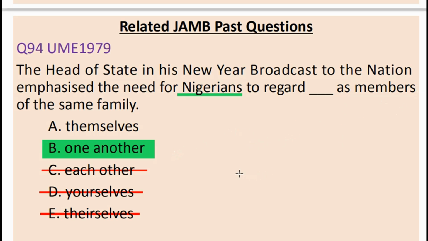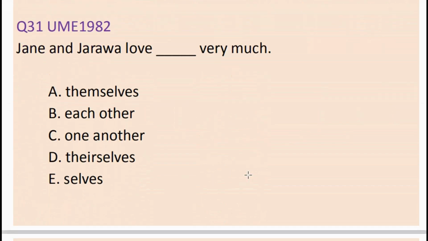Question 31, UME 1982. Jane and Jarawa love dash very much. A, themselves. B, each other. C, one another. D, themselves. E, selves. Let's begin to eliminate the wrong ones here as well.